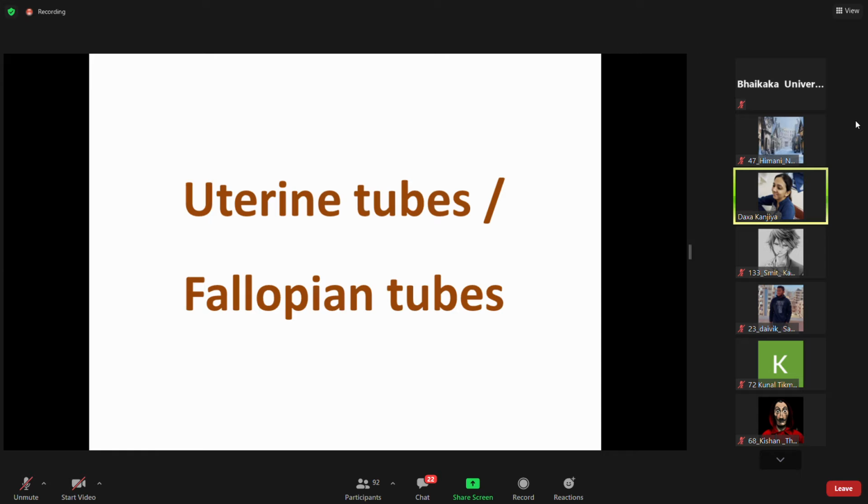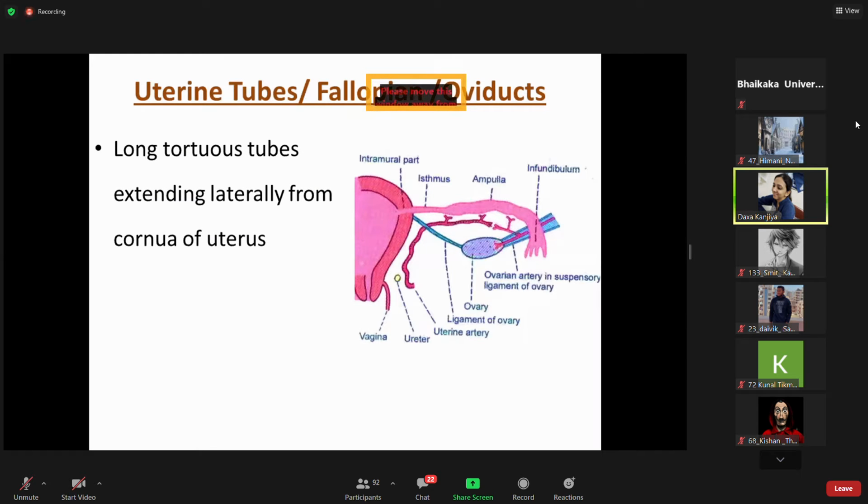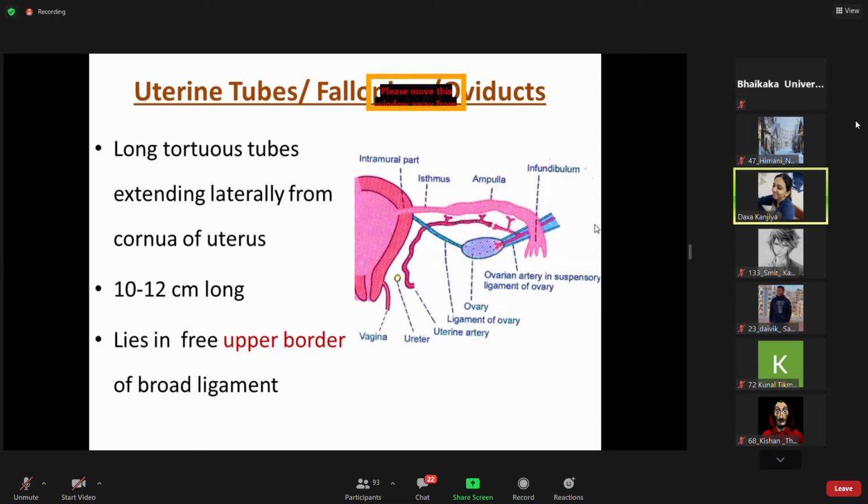Now the uterine tube or fallopian tube, which can be asked as a short note: morphological features of the fallopian tube. It is a long tortuous tube extending from the lateral cornua of the uterus laterally, around 10 to 12 centimeters long, and lies in the upper free border of the broad ligament.